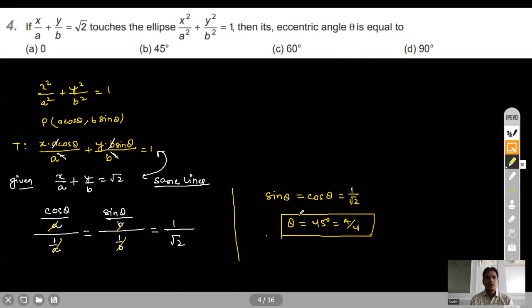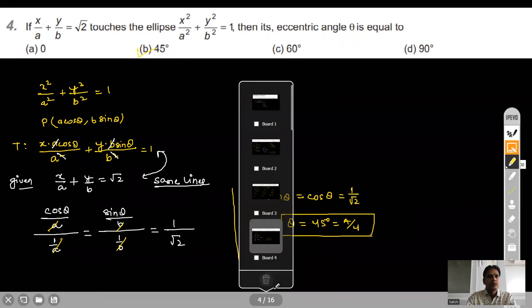So I hope it is clear to all. We have assumed the point B in parametric form because we need to find this eccentric angle. So we have no other option left than to assume the point in the parametric form. After that, we have written the equation of tangent and we have compared both the straight lines since they are representing the same line. Right. So from here, we got the value of theta as 45 degrees. Okay. So this was question number 4.